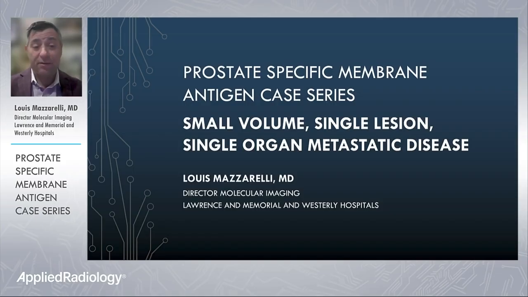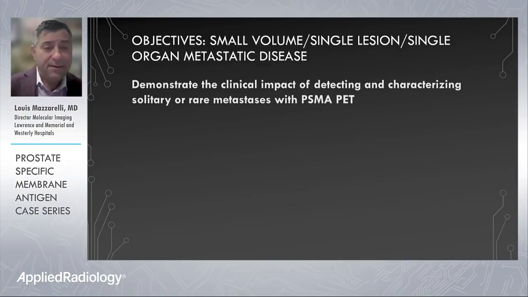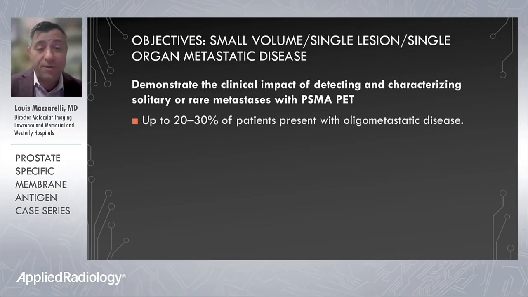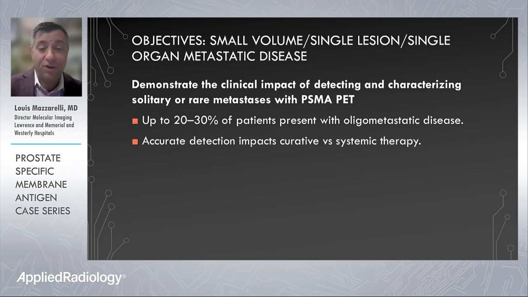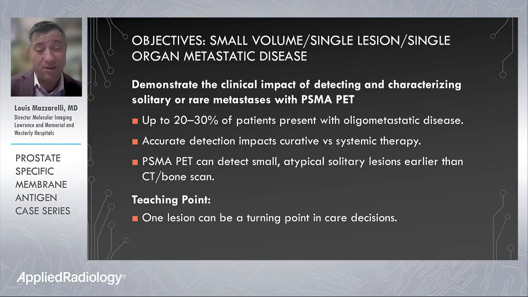This is case 1 with our title, Small Volume, Single Lesion, Single Organ Metastatic Disease. So what are the objectives of this case series? They're as follows. To demonstrate the clinical impact of detecting and characterizing solitary or rare metastases with PSMA PET. Up to 20 to 30% of patients present with oligometastatic disease, and accurate detection impacts curative versus systemic therapy. PSMA PET can detect small, atypical solitary lesions earlier than CT or bone scan. Teaching point here is that one lesion could be a turning point in care decisions.